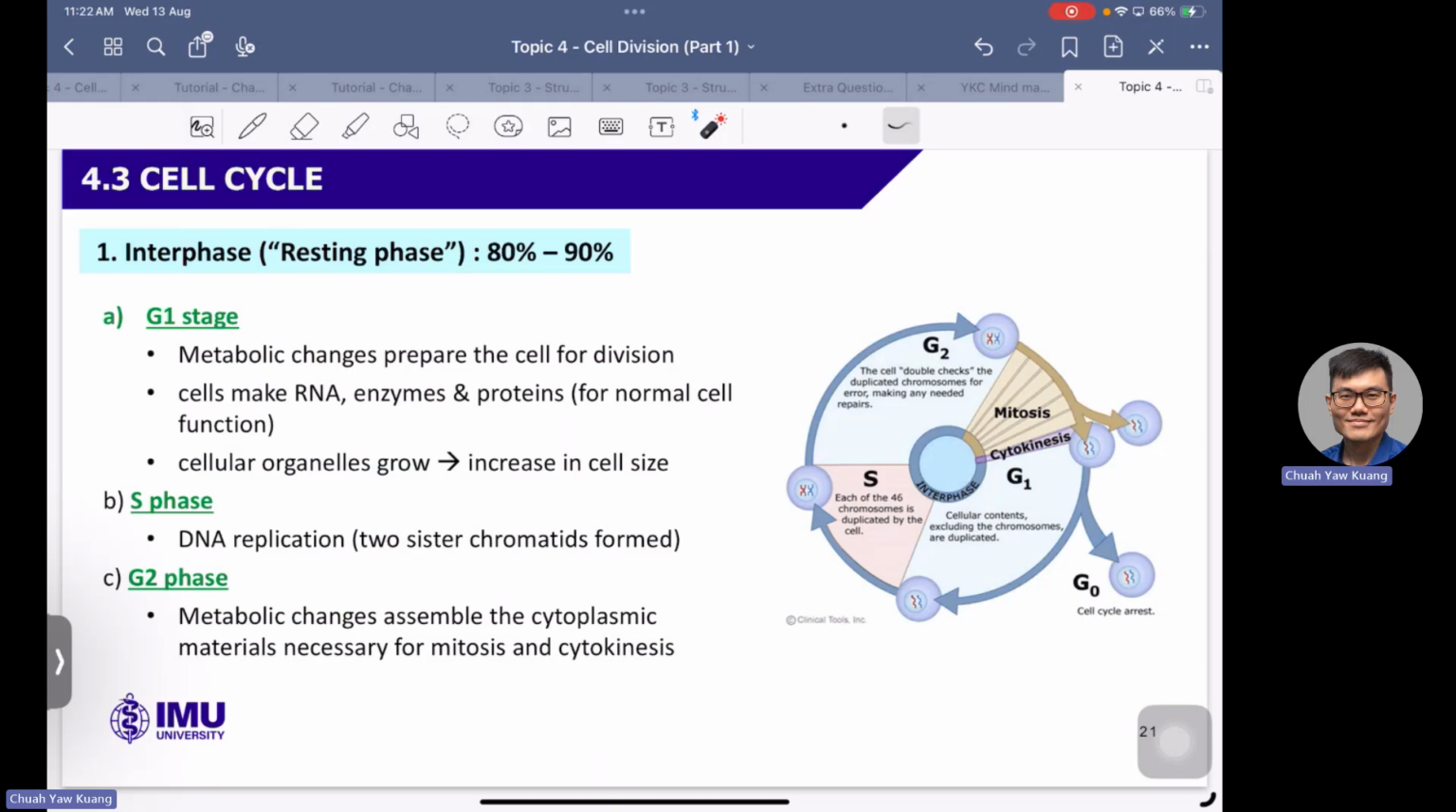So what happened in G1? What happened in S? What happened in G2? G1 phase is the so-called growth phase 1. It comes right after mitosis. That means after one cell undergoes mitosis and divides into two daughter cells, the newly produced daughter cells are very small.